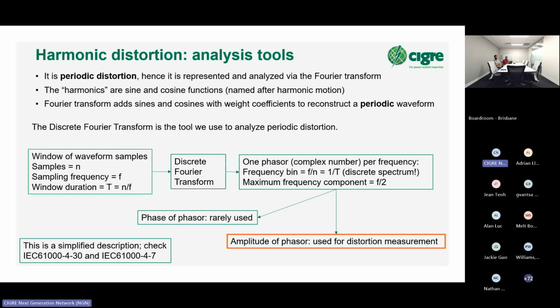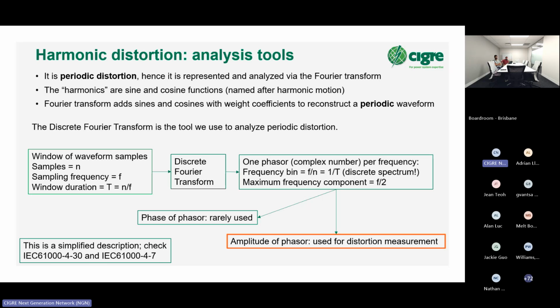So analysis tools, we have the Fourier transform. Brief overview for whoever may need to review it. How do we do that in brief? We get a window of waveform samples. A window means, for example, 0.1 second, 5 periods at 50 Hertz or thereabouts, depending on the frequency.